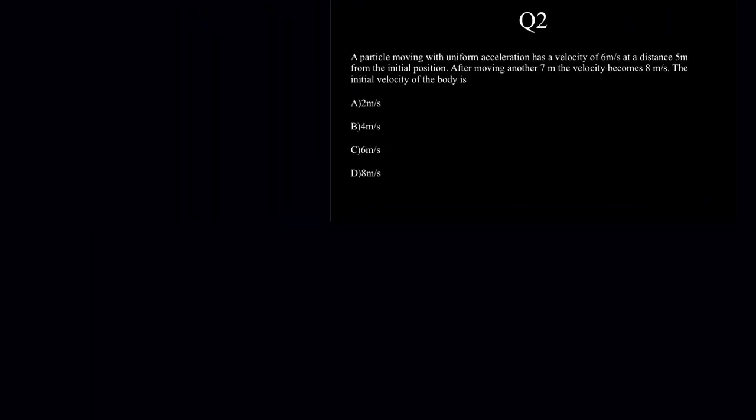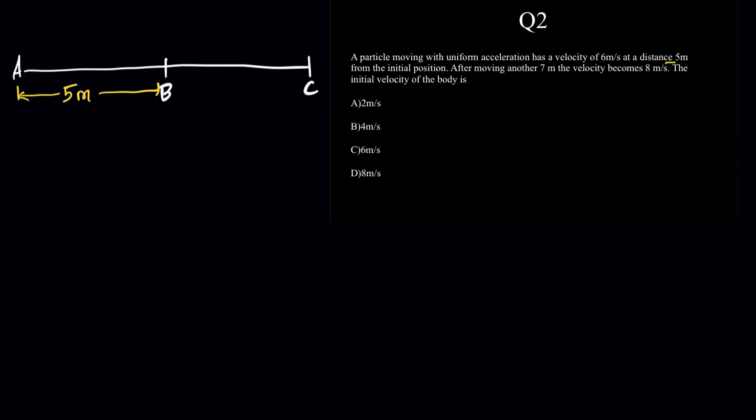So first let us visualize the equation. Let us say the body starts from position A, it moves till position C, and an intermediate position is B. According to the question, at a distance 5 meter, so if AB is 5 meters, then the velocity at B is equal to 6 meter per second. So I can say that VB is 6 meter per second.